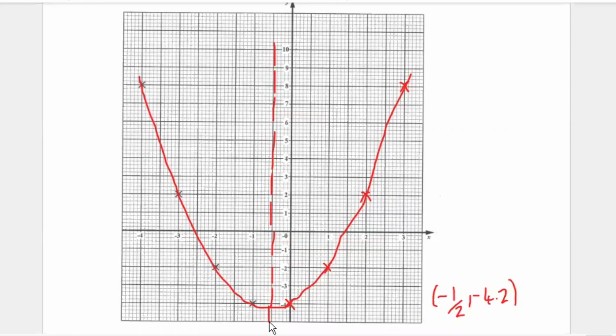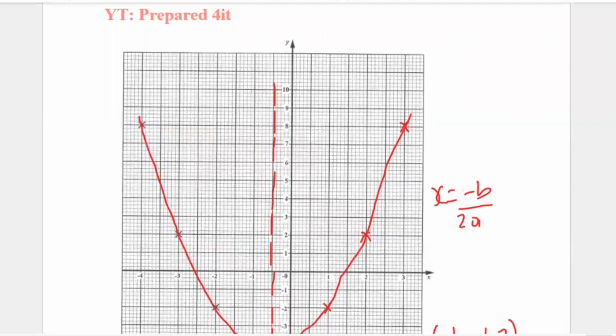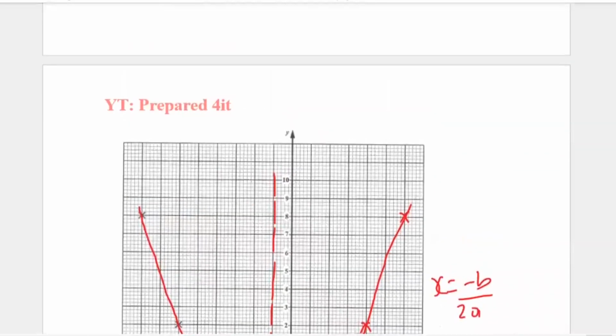Sir, what is the formula to find the axis of symmetry again? x is equal to -b over 2a. So that is the formula if you ever need it in an exam. Is there a formula to find the minimum value too? Same formula. Remember, the formula is just used to find the axis of symmetry.